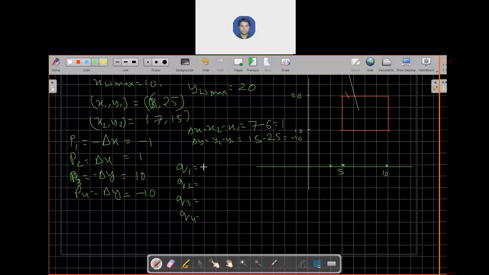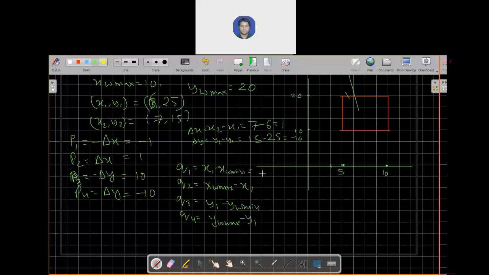q1 is x1 minus xw min. q2 equals xw max minus x1. q3 equals y1 minus yw min, and q4 equals yw max minus y1. Put these values in these equations.